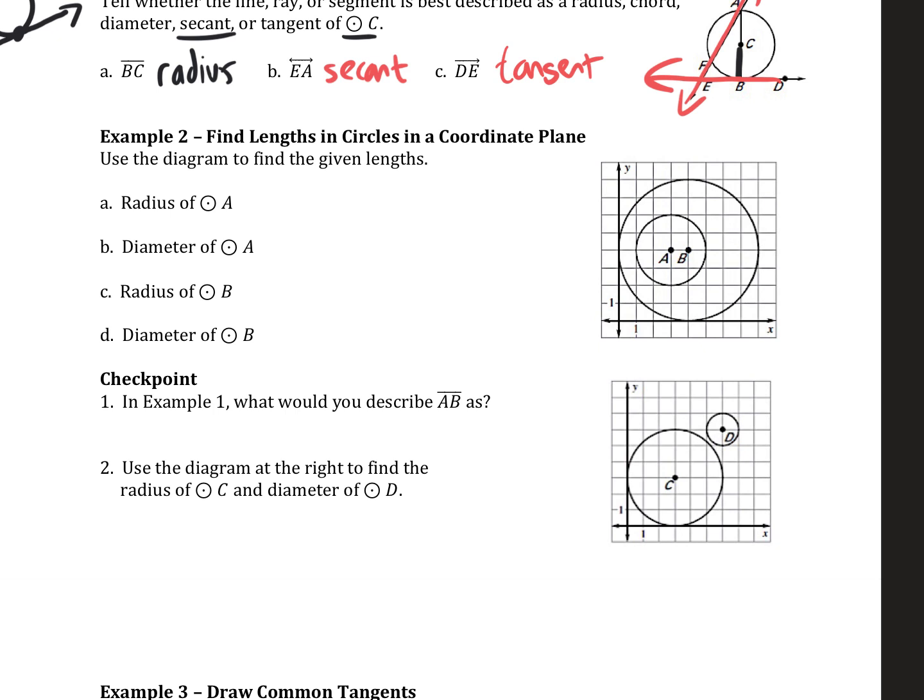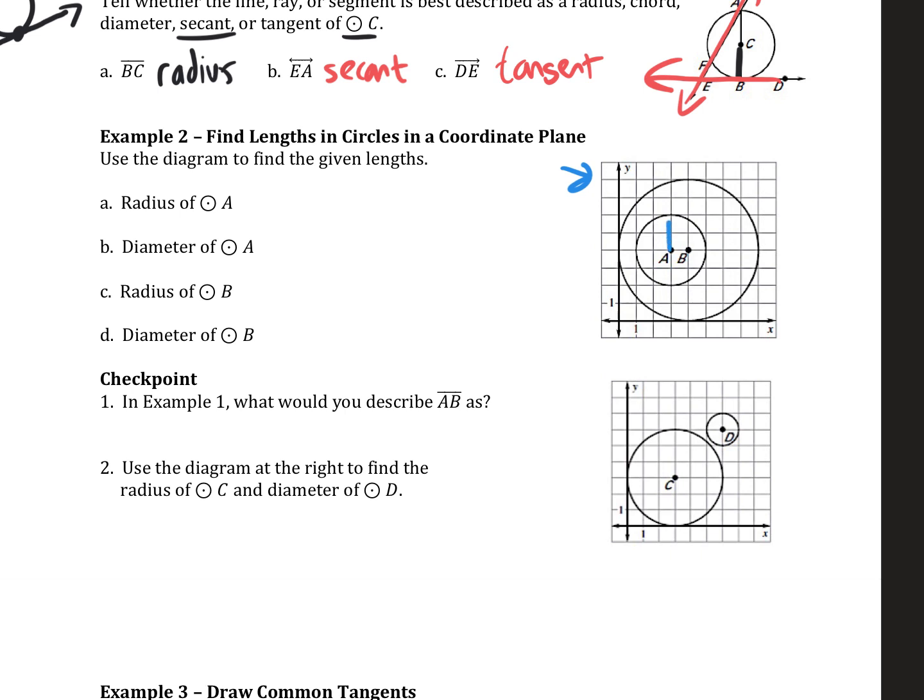We're looking for lengths in circles in the coordinate plane. So we're looking for the radius and diameter of these shapes here. We're looking at this graph over here, right? So let's do one together, and you guys will try one. If you want to pause the video and see how you do, you can do that as well. All right, radius of circle A. So radius, is that all the way across or halfway across? That is halfway across.